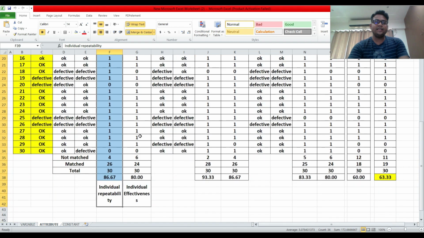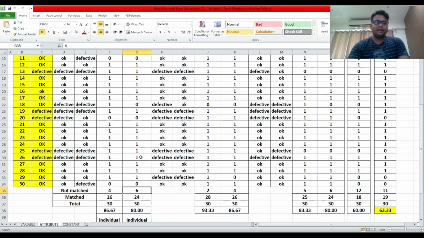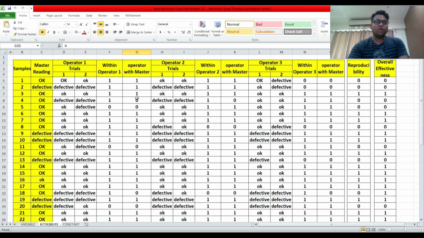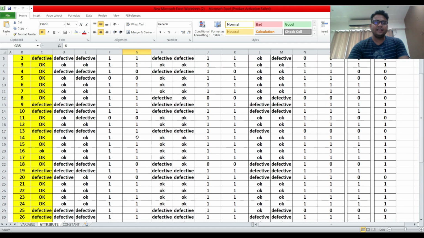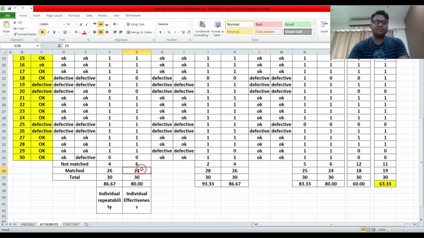In this column here you will see that 6 times the operator value is not matching with the master reading, and 24 times the operator reading is matching with the master reading. So here I have calculated the percentage of match value.